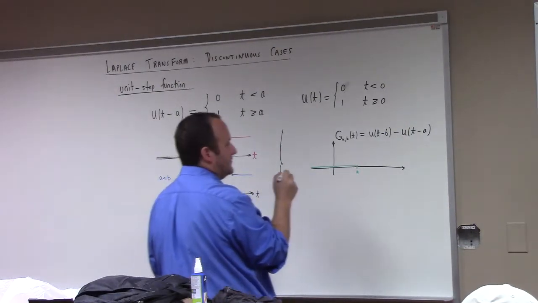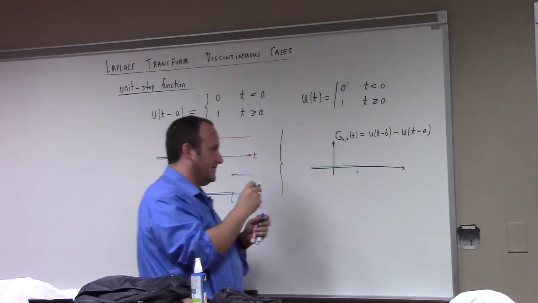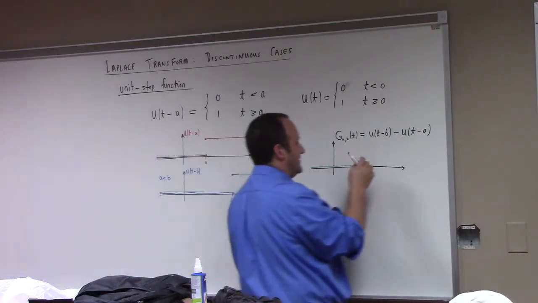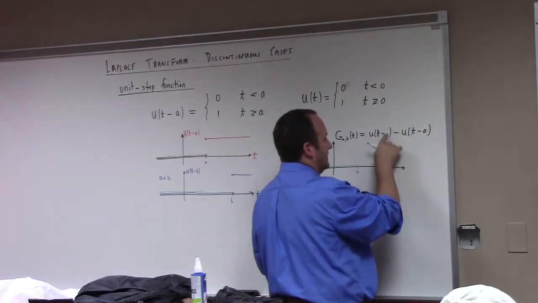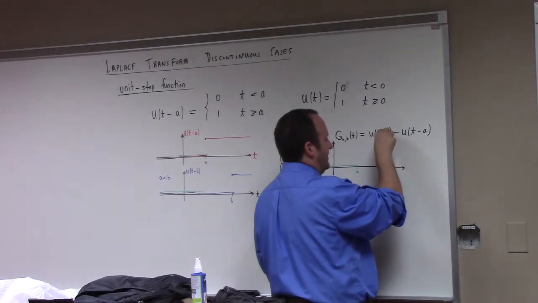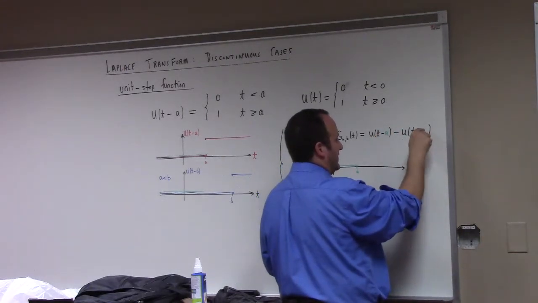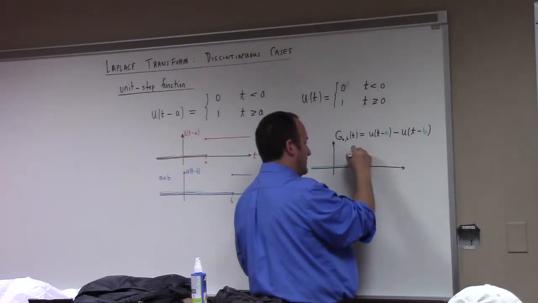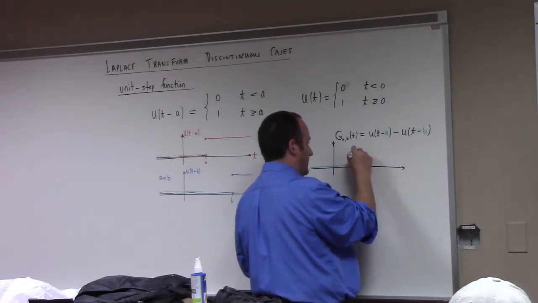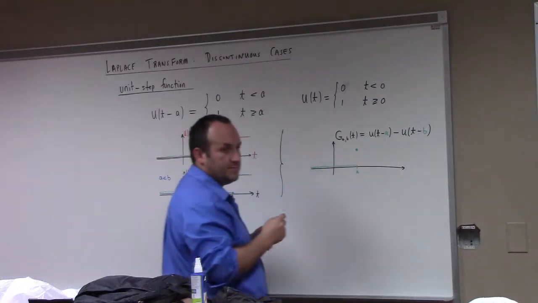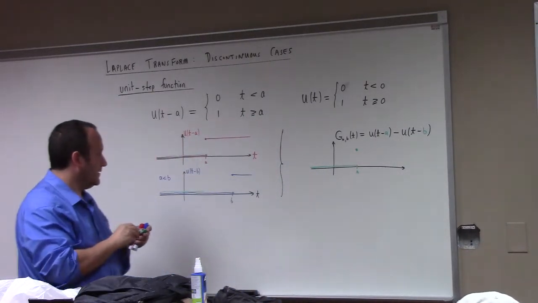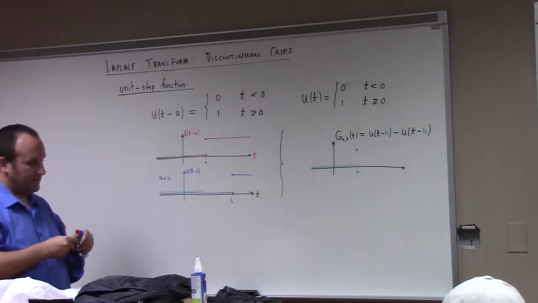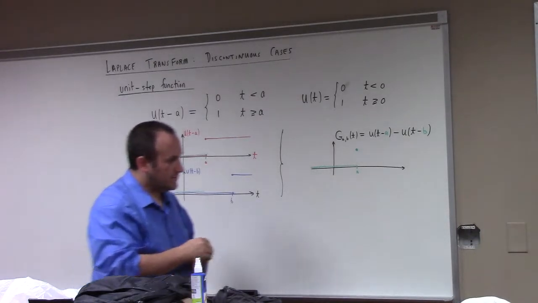I messed it up. Which one should I subtract from which? Sorry guys, I should do u of t minus a minus u of t minus b is what I want. Because I want this thing to jump up to 1 at a. Okay?